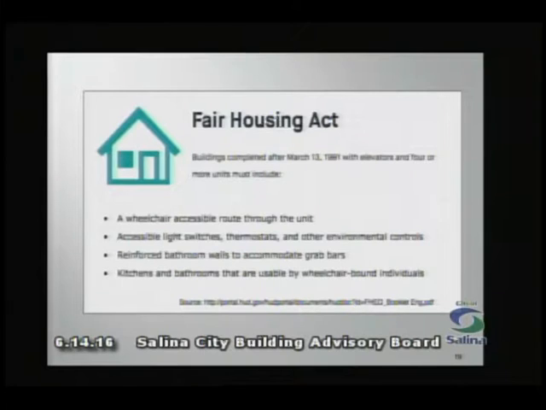Buildings completed after March 13, 1991, with elevators and four or more units, they must include the following items. One is a wheelchair accessible route through the unit, accessible light switches, thermostats, other environmental controls, reinforced bathroom walls to accommodate grab bars, kitchens and bathrooms that are usable by wheelchair-bound individuals. And that falls under the Fair Housing Act, and that will come into play.